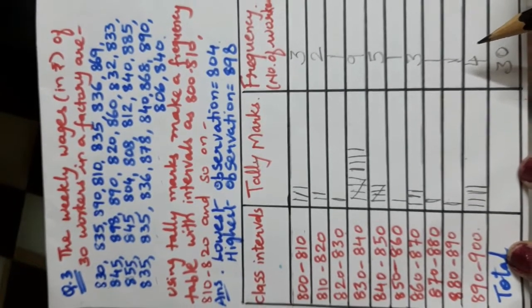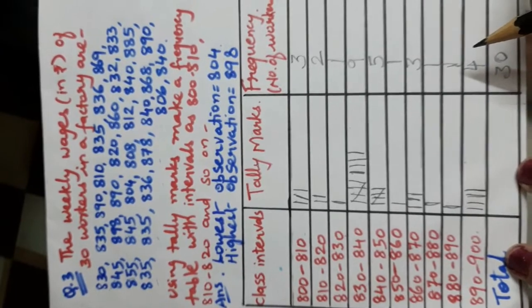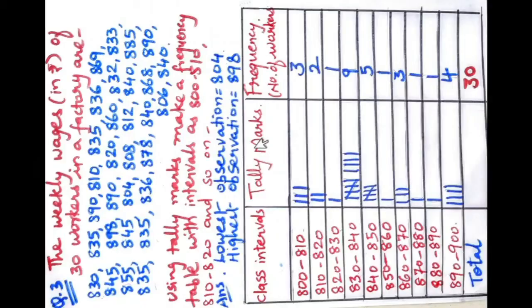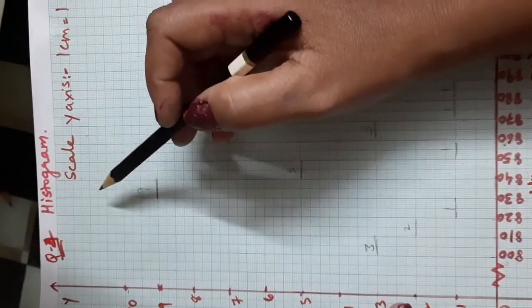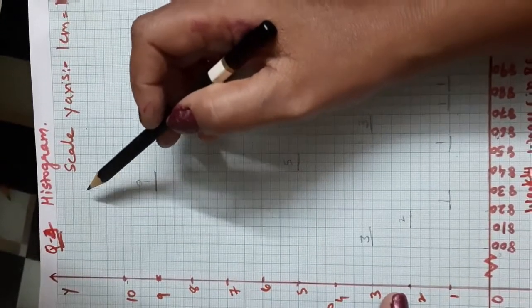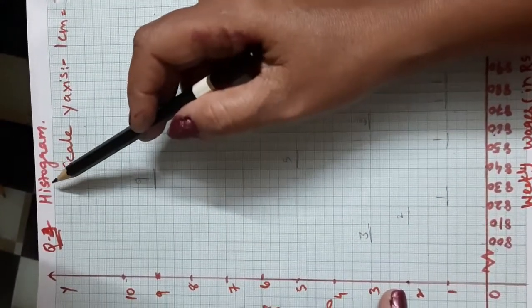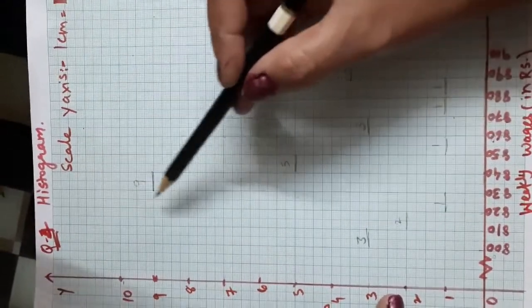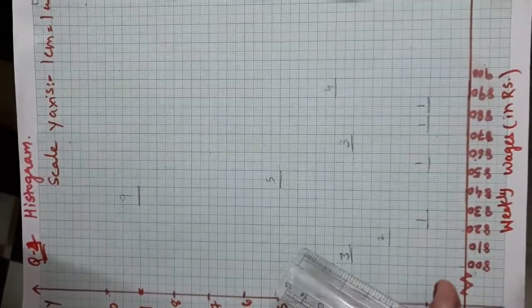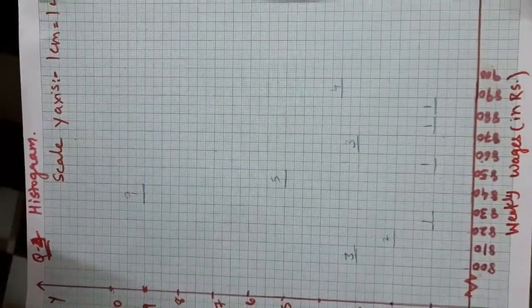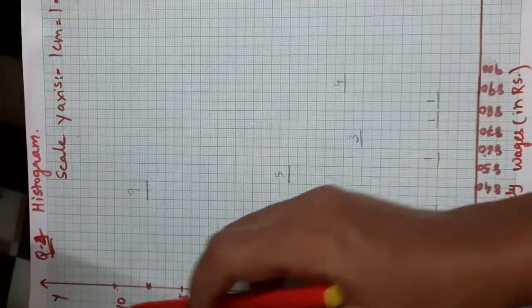Now let us draw the histogram for this frequency distribution. Now write the tally marks with pen and then draw the histogram of class intervals and the frequency, that is the number of workers. Let us draw the histogram for the frequency distribution of question number 3. First we will mention the x-axis and y-axis. So mention here the x-axis, this is the y-axis.